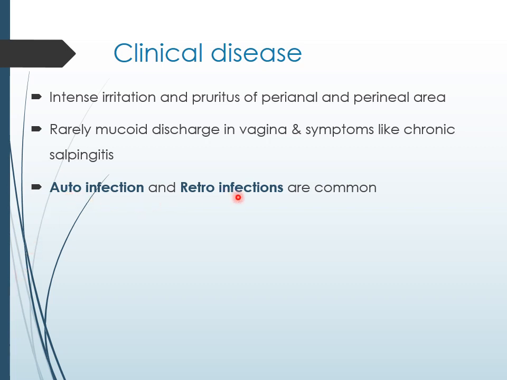auto-infection and retro-infection are common in this one. Auto-infection through the nail, during itching it would come in the nail bed, while patient tend to eat anything, it would come in the mouth. Many times with patient's contaminated hand, it touches the door handle or the other knobs. Through that it can also be infected to other person also.